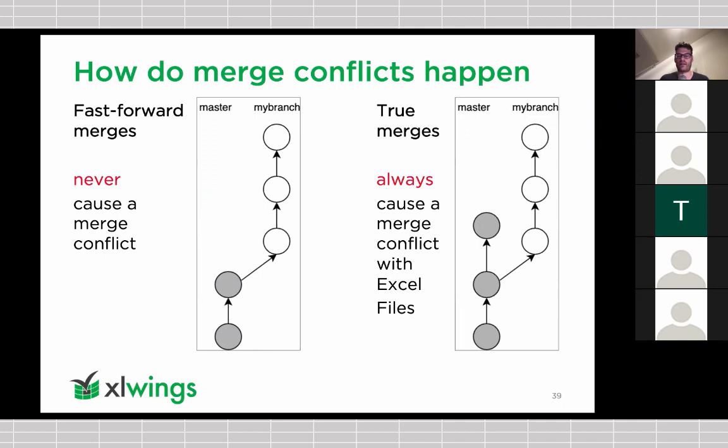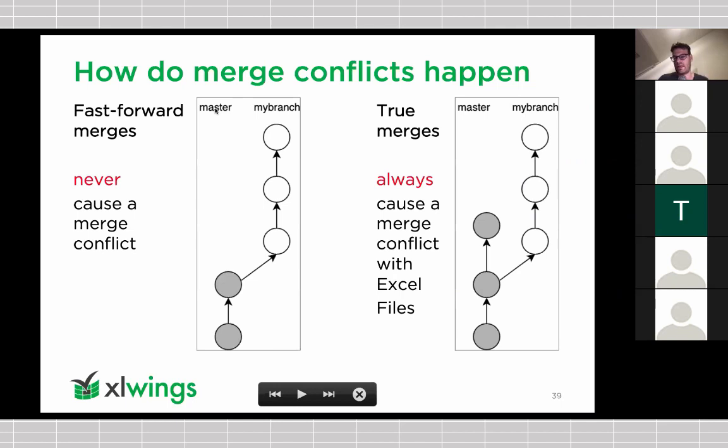And so I was saying that merge conflicts do happen more often with Excel files than with normal files. And here we can actually see when they happen and why. On the left-hand side, you can see the master branch, and here you branch off and do a few commits on your branch. And then at this point, you would like to merge back to master. And this is never an issue. This is not an issue with text files.